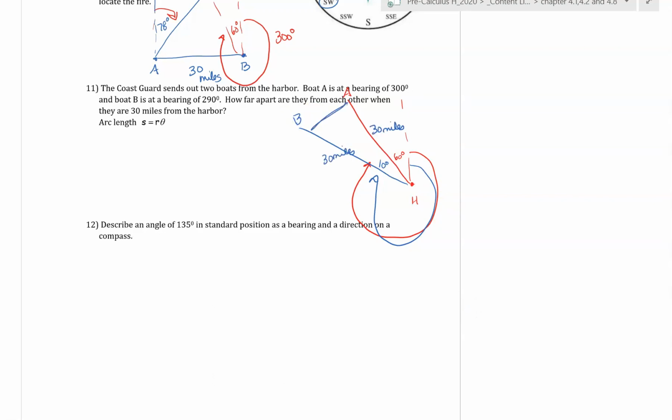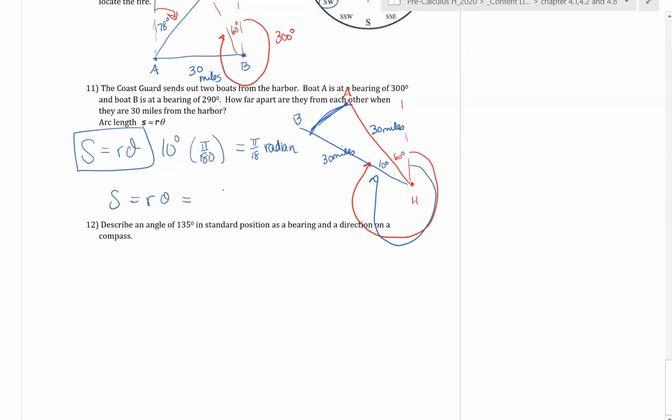We need to find arc length because we want to find out how far away the boats are from each other. And we know that arc length, S, is R times theta. So we need to first change 10 degrees to radians, because when we use our formula S equals R theta, that angle is in radians. So that's pi over 18 radian measure. So S is R times theta, and the radius, they told us, was that the boats were 30 miles from the harbor. Multiply by theta, so you end up with approximately 5.24 miles apart.